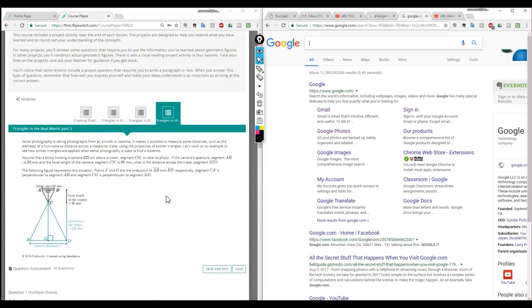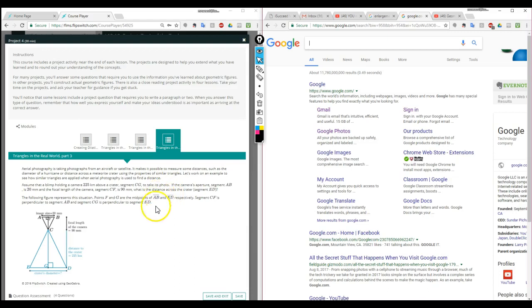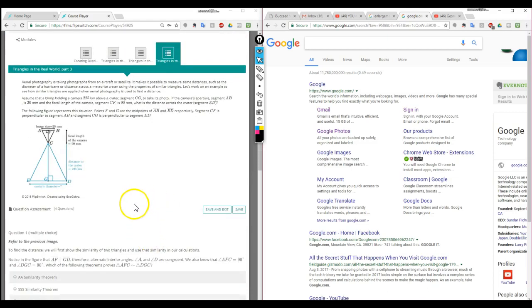Okay, so we're on for the last part of the project. Aerial photography is taking photographs from an aircraft or satellite. It makes it possible to measure some distances such as the diameter of a hurricane or distance across a meteorite crater using the properties of similar triangles.